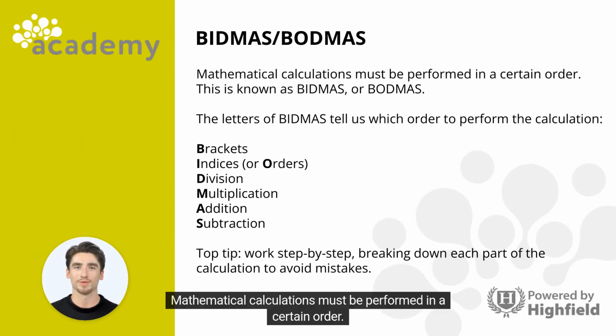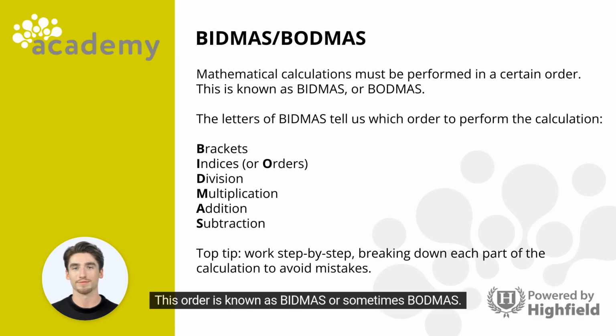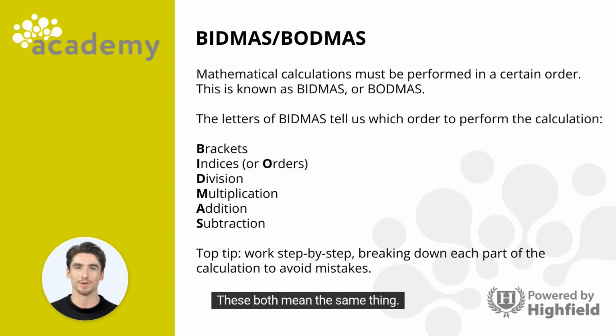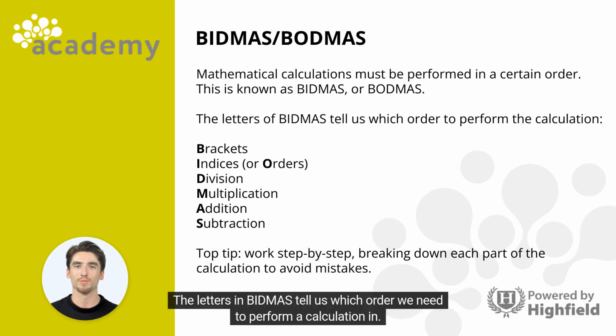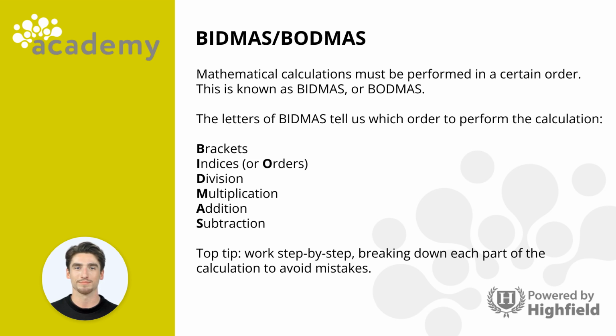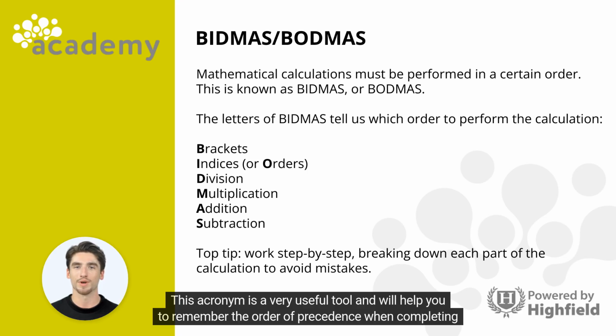Mathematical calculations must be performed in a certain order. This order is known as BIDMAS or sometimes BODMAS. These both mean the same thing. The letters in BIDMAS tell us which order we need to perform a calculation in. Brackets, indices or orders, division, multiplication, addition, subtraction. This acronym is a very useful tool and will help you to remember the order of precedence when completing calculations.